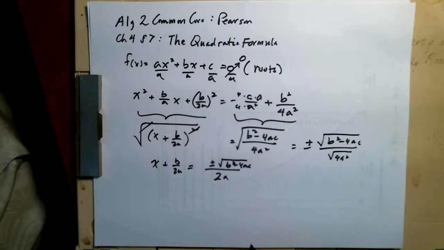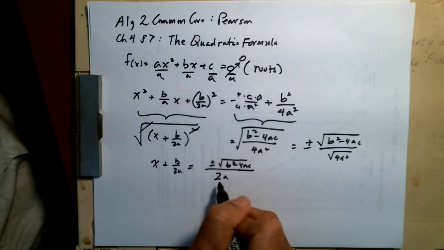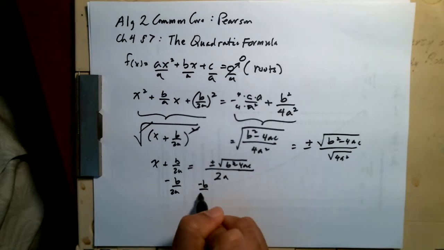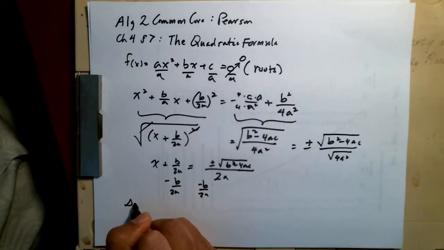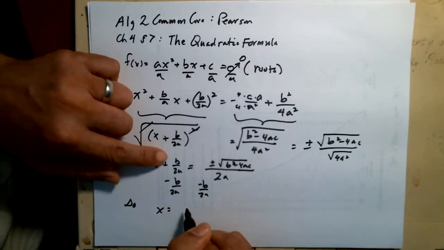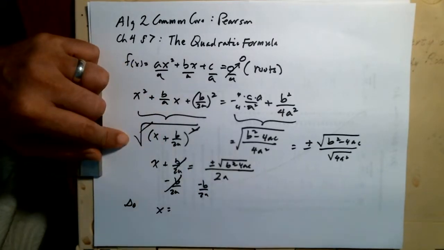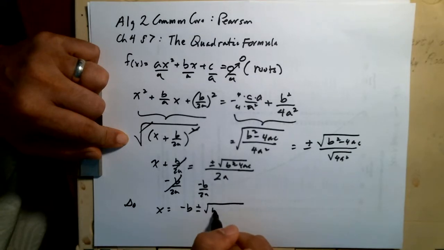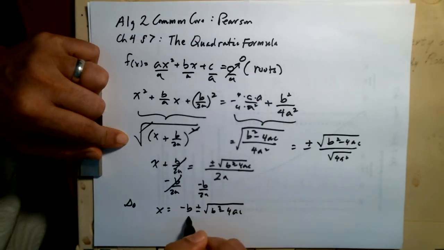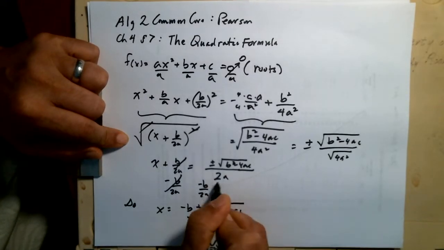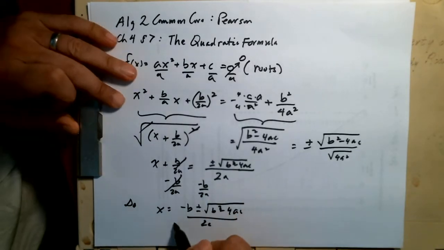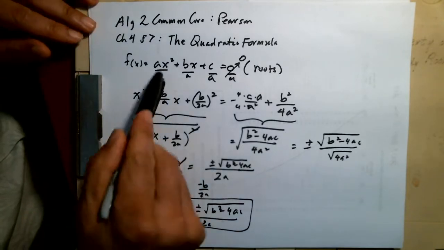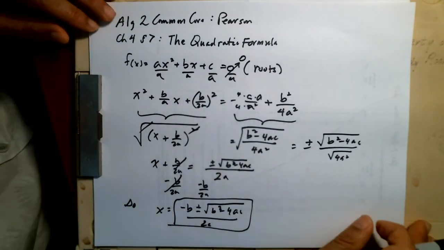Oh, we're almost done. Do you notice it kind of looks like the quadratic formula? All we have to do is subtract b over 2a from both sides. So finally, x is equal to negative b, these cancel. Negative b plus or minus the square root of b squared minus 4ac all over 2a, common denominator. Whoop, there it is right there. That is the quadratic formula. It was pretty simple. The process is called completing the square.